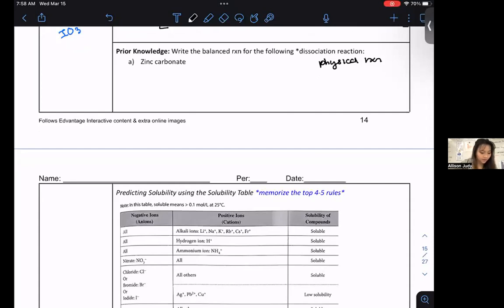Okay, so for the chemical or physical reaction represented in a chemical equation format, you should have gotten the following: zinc carbonate, solid, and I should have specified this is zinc 2 because it's a transition metal. Oops, sorry. Zinc 2 carbonate, solid, is going to dissociate into zinc 2 plus aqueous and carbonate 2 minus aqueous, okay?